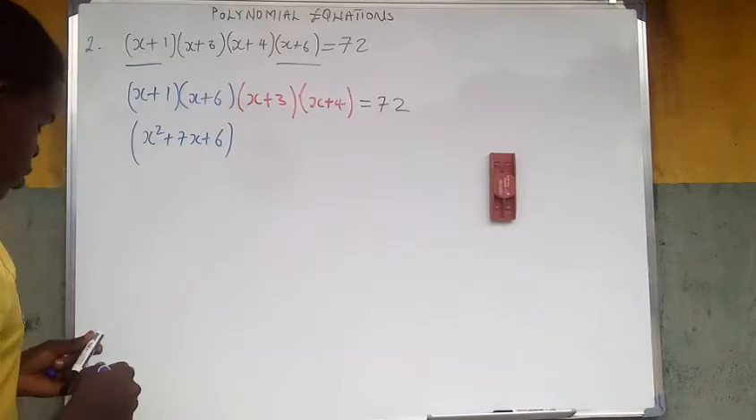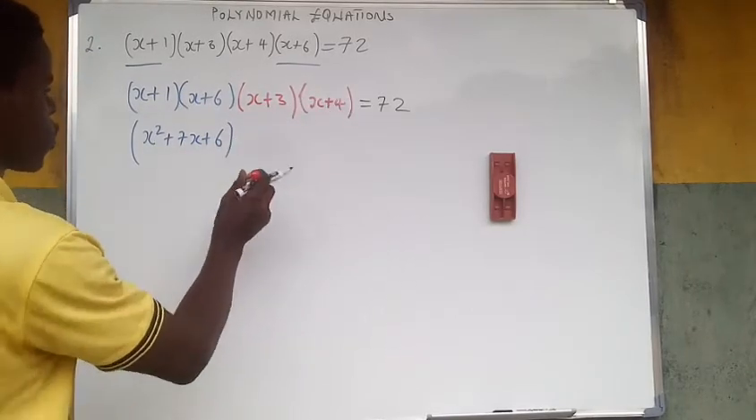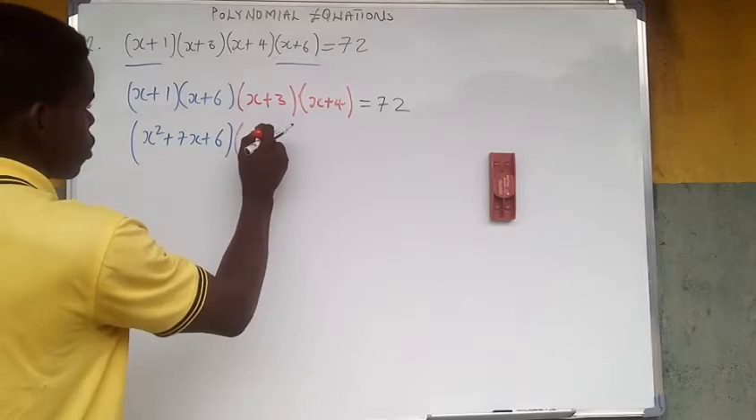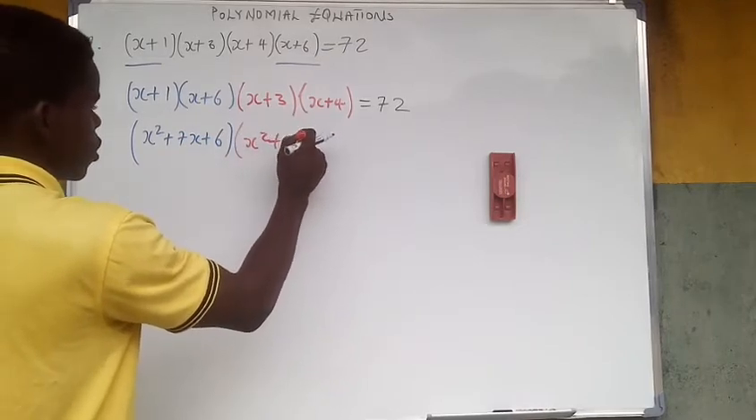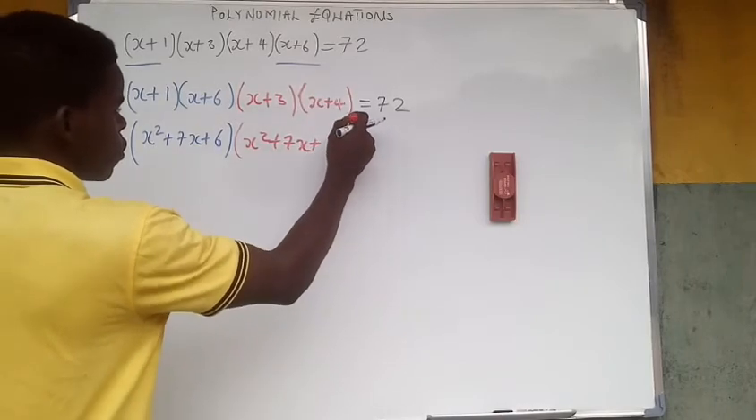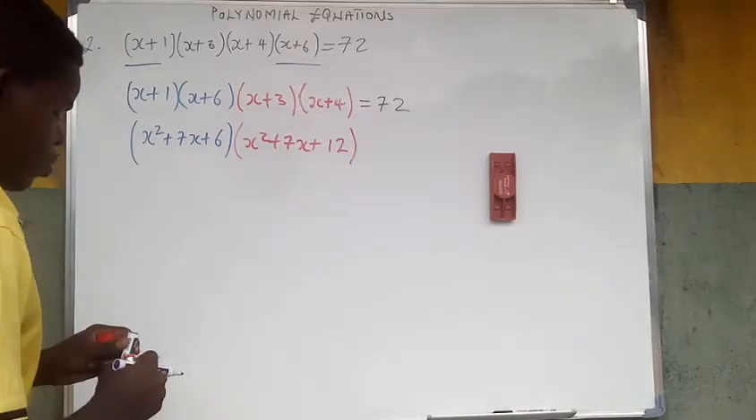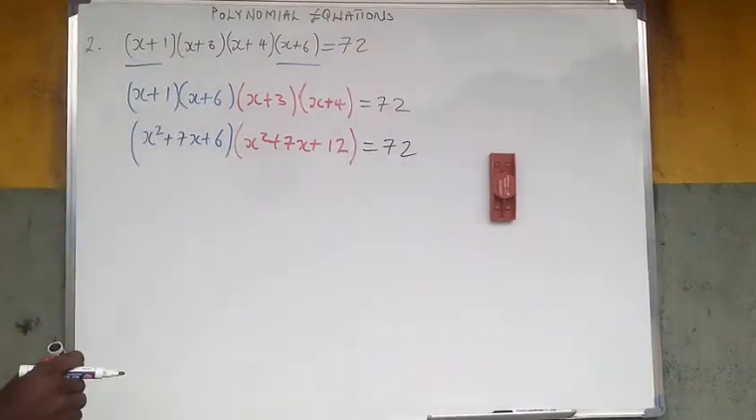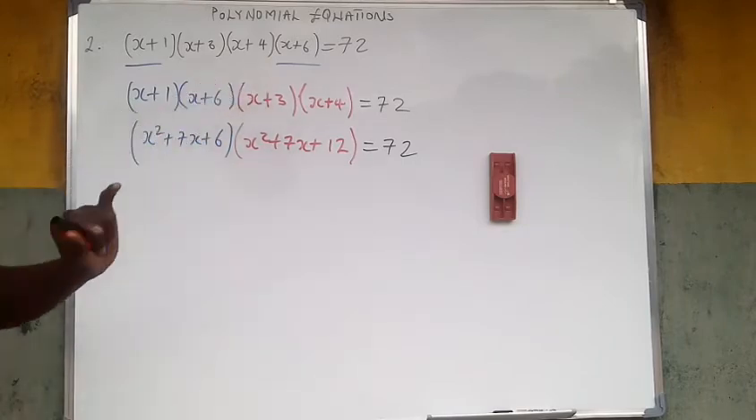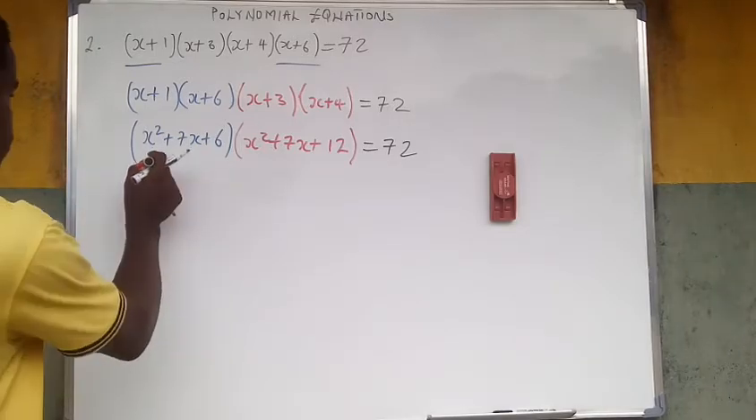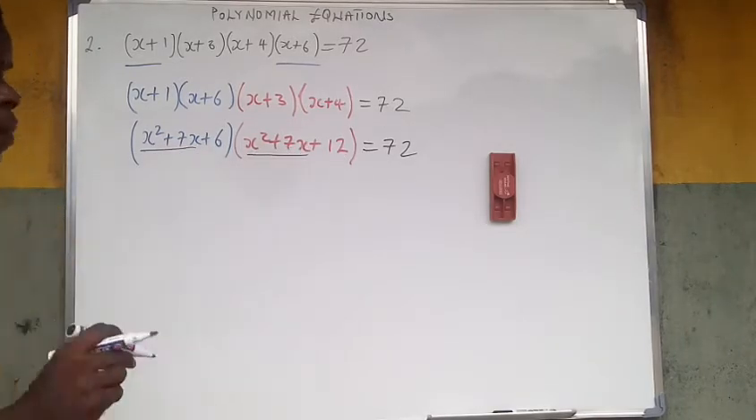In this other product, you're gonna have x squared plus 7x plus 12 equal to 72. So that's the first thing. Now you watch that this and this are the same.